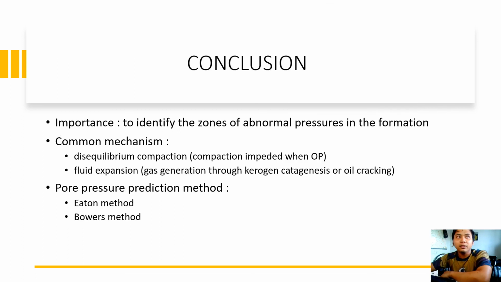In conclusion, it is important to identify the zone of abnormal pressure in the formation. For the common mechanisms, disequilibrium compaction is impeded when overpressure is generated. For fluid expansion, it is gas generation through cracking, catalysis, or oil cracking. So for the pressure prediction, we are using either of these two methods, the Eaton method and the Bowers method.